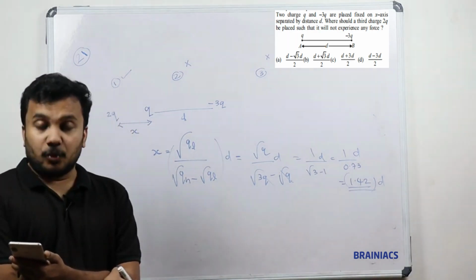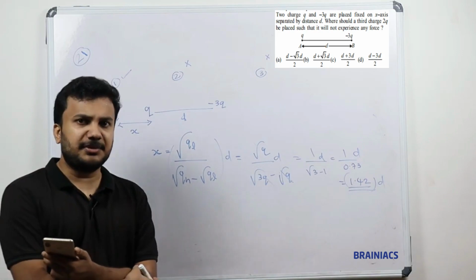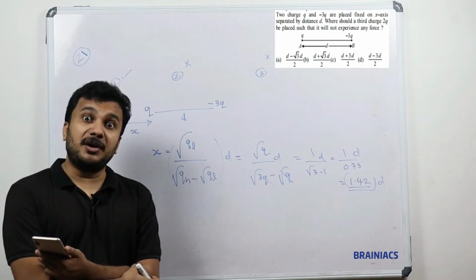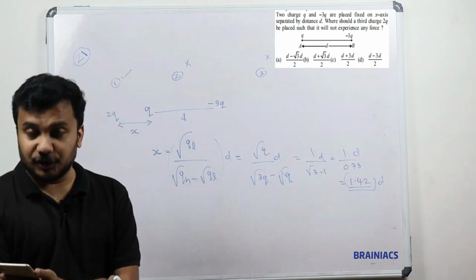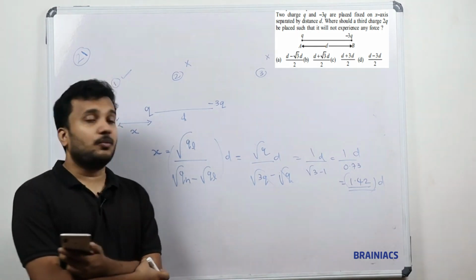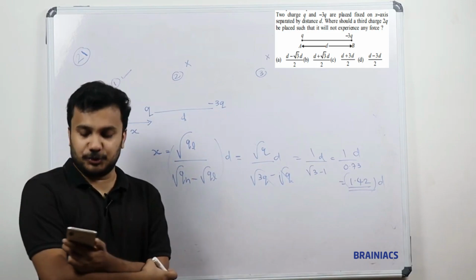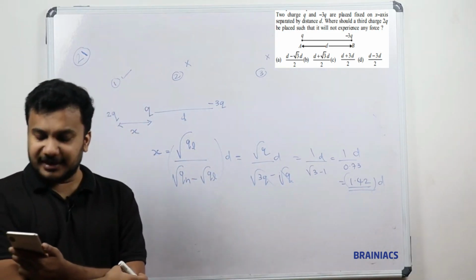Option B, 1 plus root 3 whole into D. So 1 plus root 3 means what? 1 plus 1.73, which means 2.73 will come. 2.73 divided by 2 is equal to 1.4. So which is closer to this answer, 1.42? You will get exactly the figure.